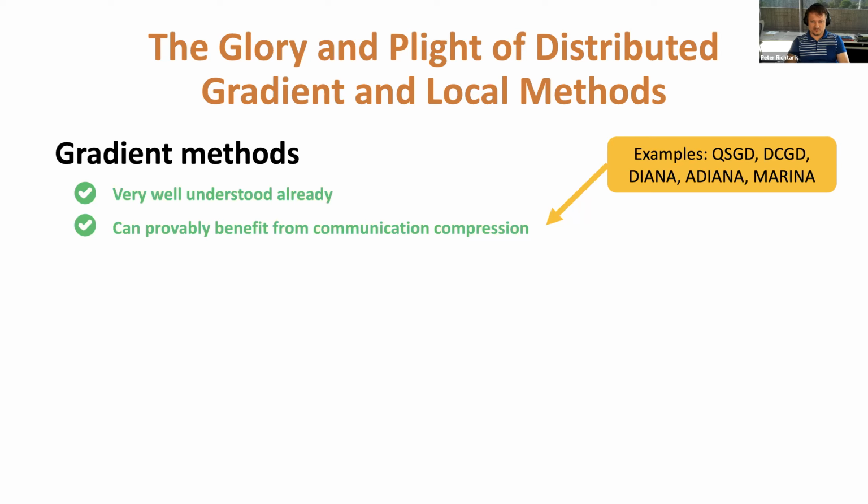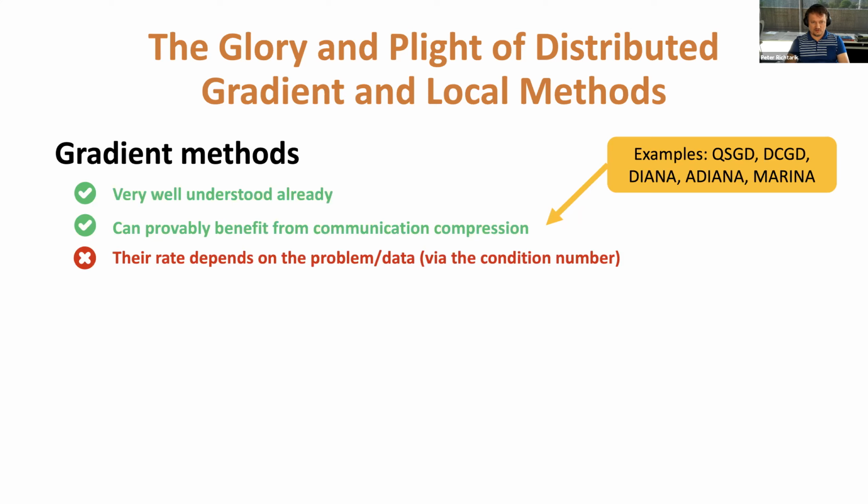I'm highlighting this one important aspect of gradient methods, which is important to distributed training and federated learning, because with compressed communication, you could get better properties. So these methods will be faster. There are some examples: QSGD, distributed compressed gradient descent, Diana Axer, Diana Marina, and many other methods.